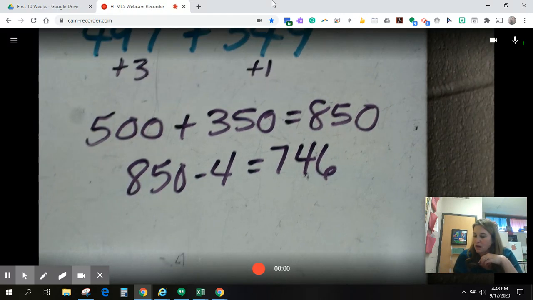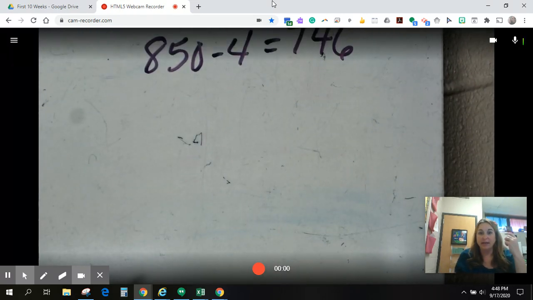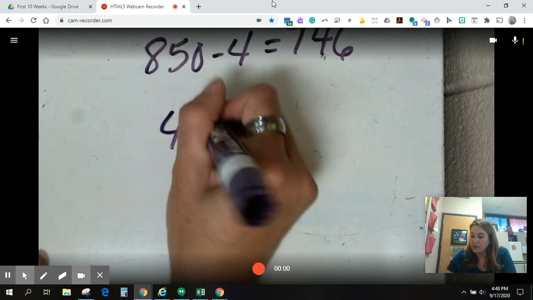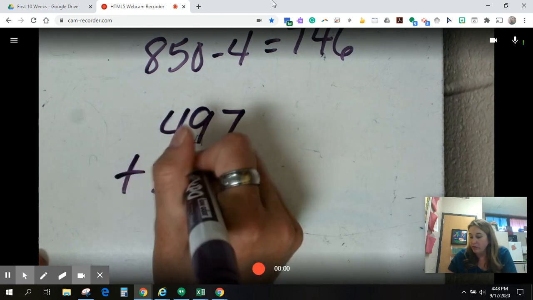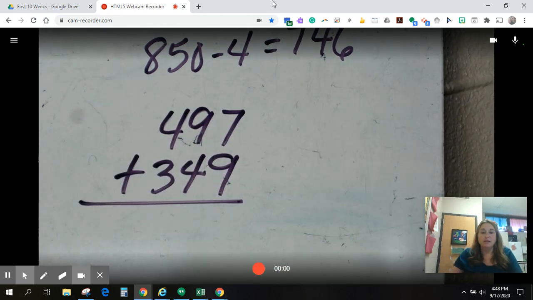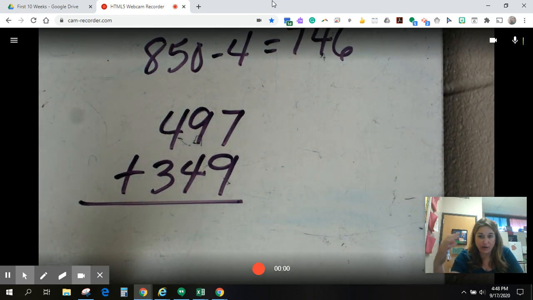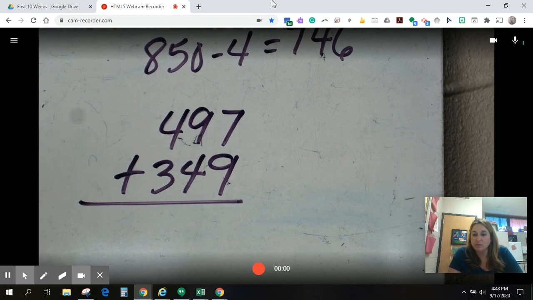Think so? 850 minus 4. 746. Okay. Now we did place value. We did expanded notation. What do you want to do next? You do the standard algorithm? Let's do it. 497 plus 349. The deal is, and this is what I've told students for many years, I'm exposing you to it. I'm showing it to you. Do I expect you to get it? No, I don't. But maybe every time I expose you to it or show you how to do it or show you what I'm doing, it's going to become more and more familiar to it. And you're going to start picking up on it a little bit easier each time.